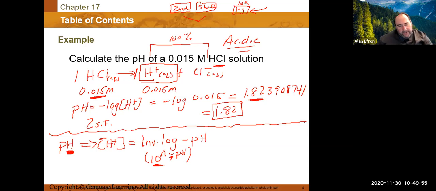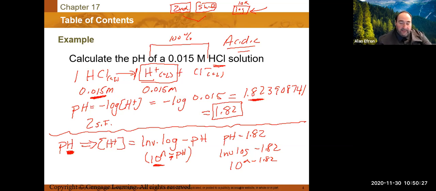So if we're going in this direction, for example, we could just test it here. If we wanted to do this, the pH here was 1.82. So if we did the inverse log of the minus 1.82, again on your calculator, it will look something like this when you punch it in correctly. And hopefully we should get, obviously, what we started with there, which is 0.015.